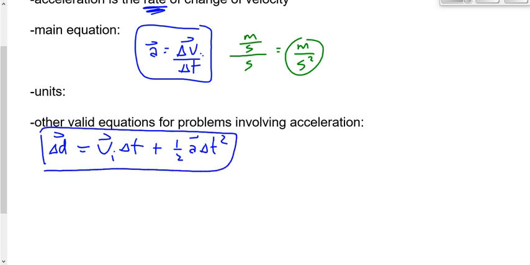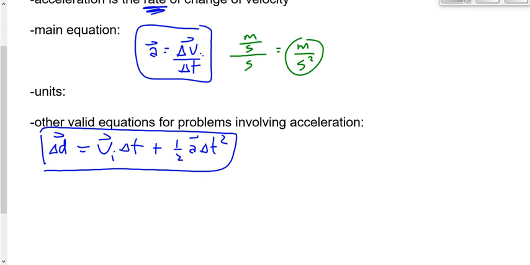What does delta D stand for? Displacement. VI stands for initial velocity. T stands for time. A stands for acceleration in meters per second squared. By the way, we always have to go with our standard units now: meters, seconds, meters per second. You can't use kilometers per hour anymore. You have to use those standard units now.